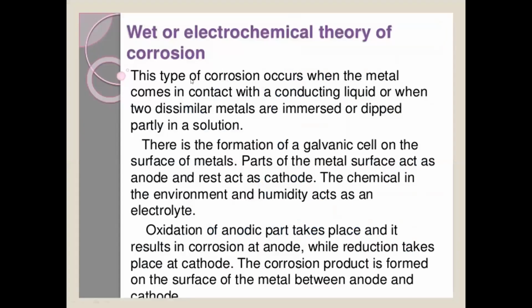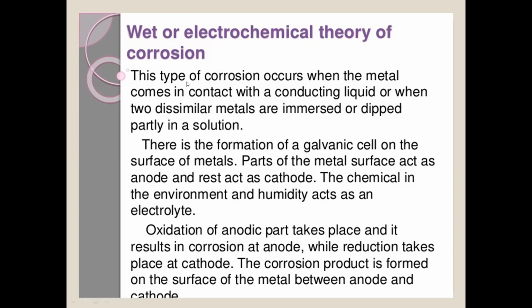Now, wet or electrochemical corrosion. This type of corrosion occurs when the metal comes in contact with a conducting liquid, or when two dissimilar metals are immersed or dipped partly in a solution. यानी दो डिफरेंट मेटल को किसी सेम सॉल्यूशन में रखा गया है, then corrosion occurs, and that type is called electrochemical corrosion.